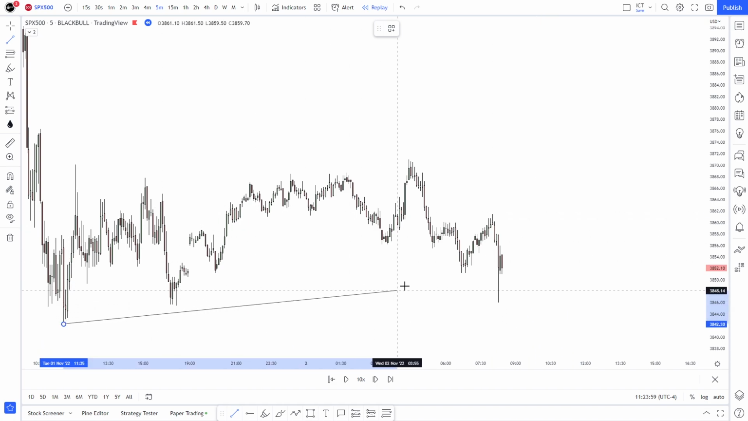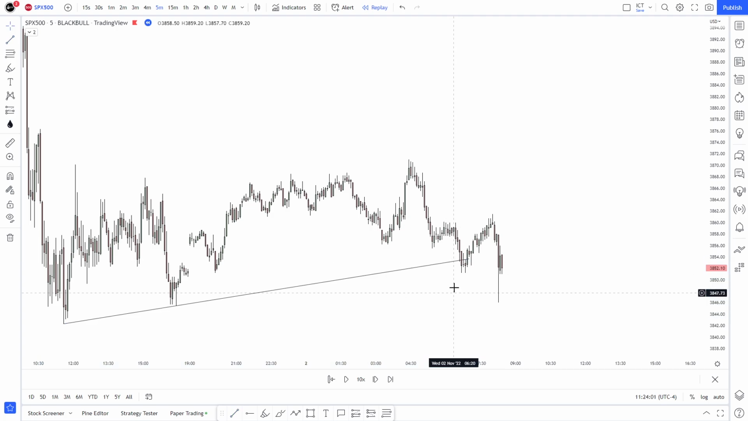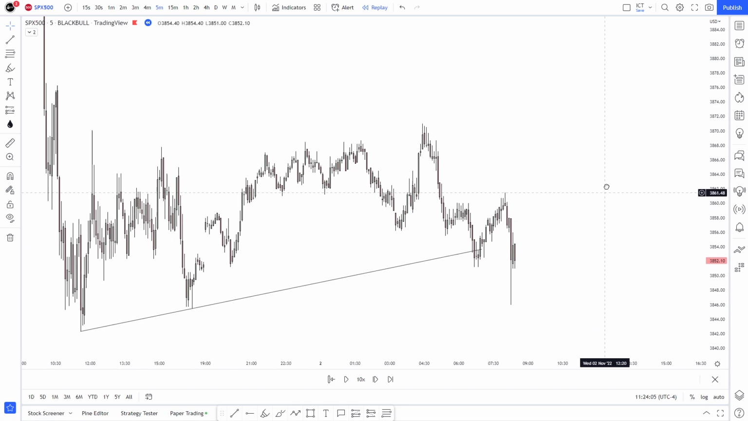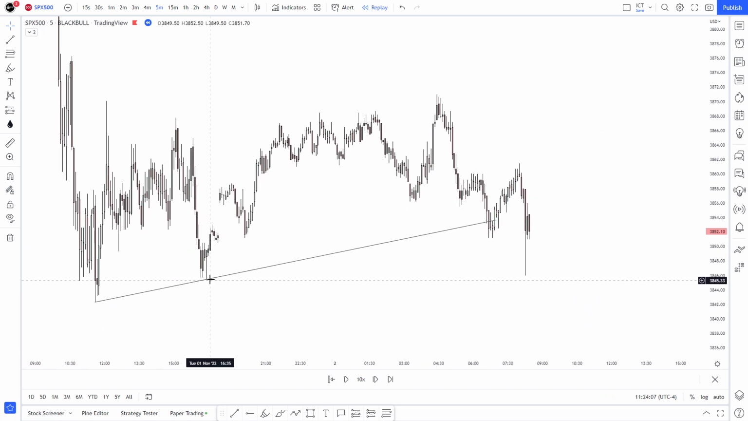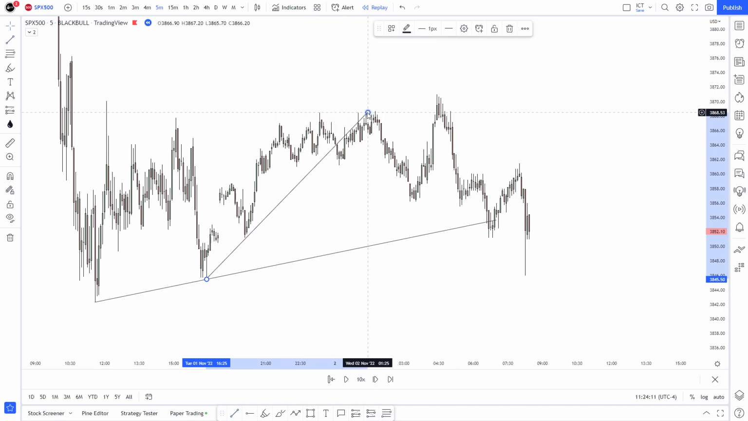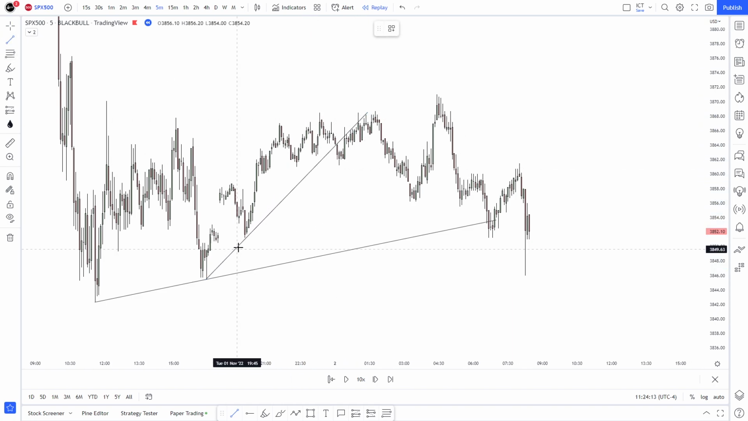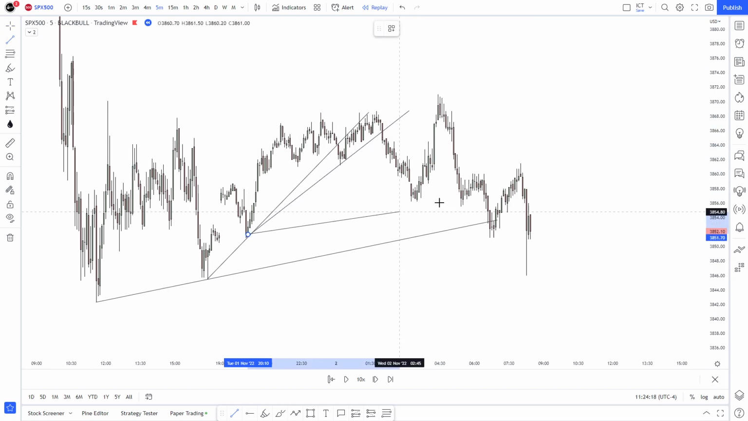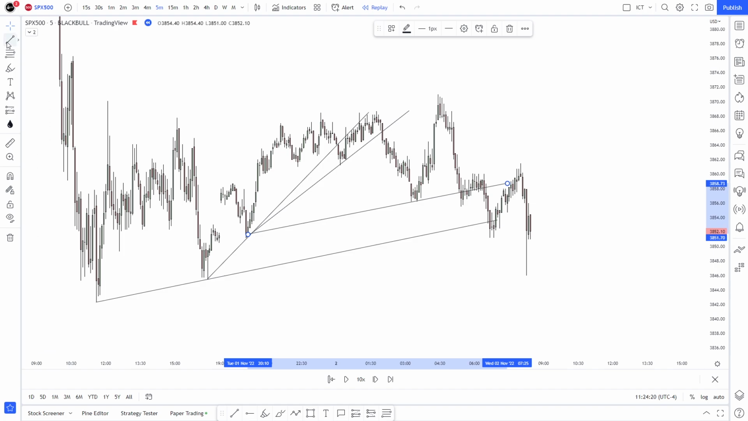You have touch 1, touch 2, touch 3 completely fails. Of course, it's a retail strategy. But what's the problem? We have first touch, second touch, potentially a third touch.